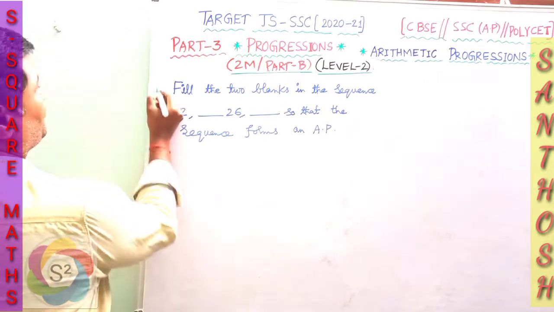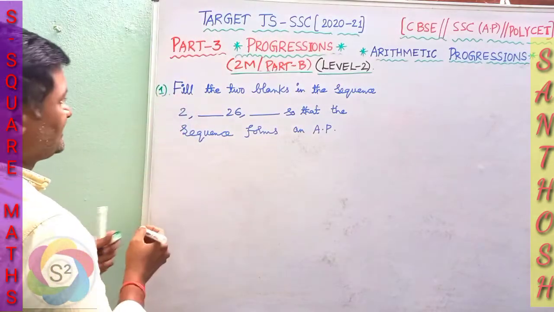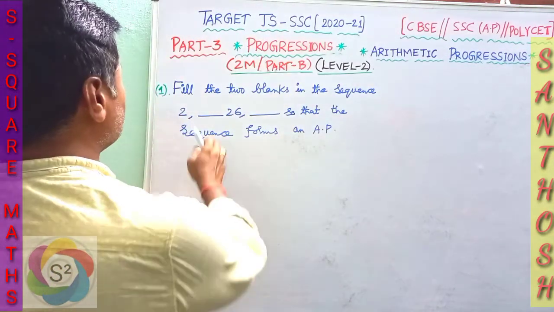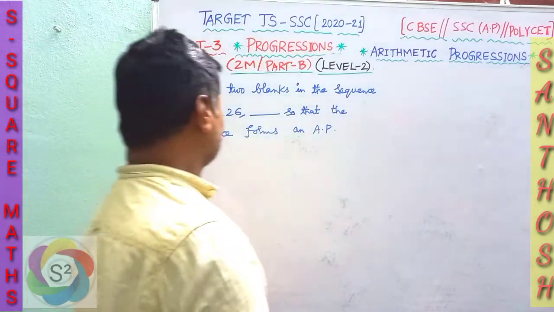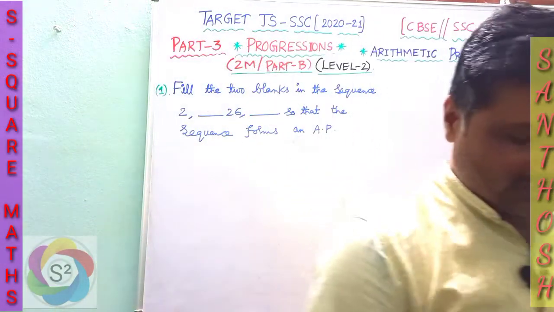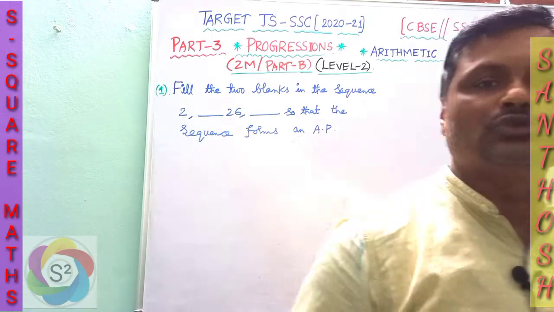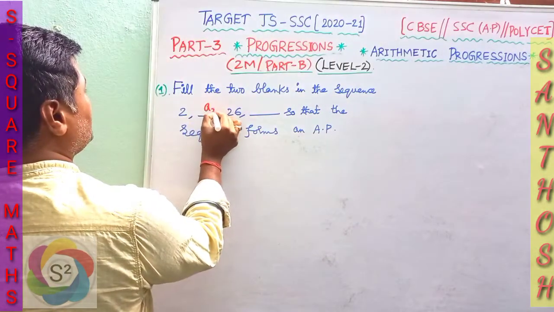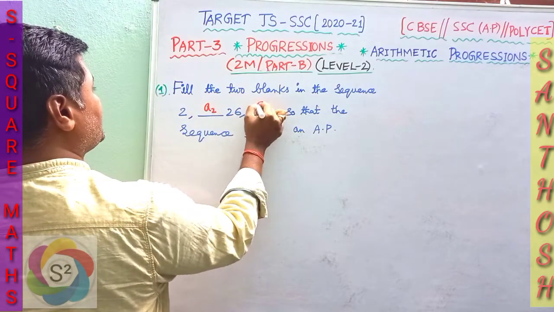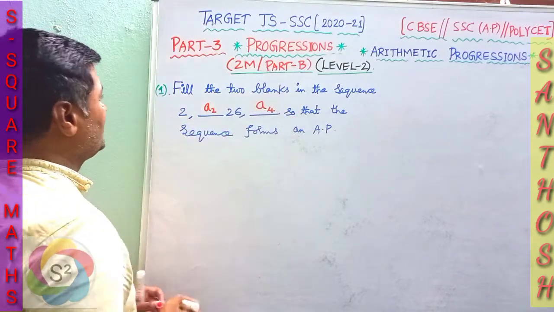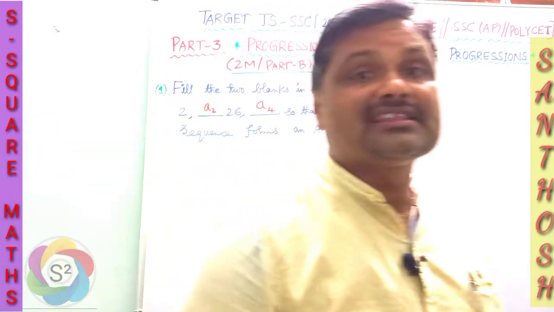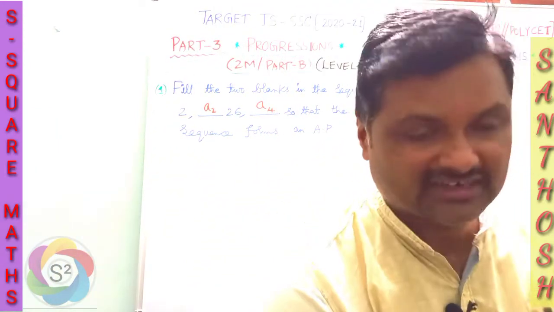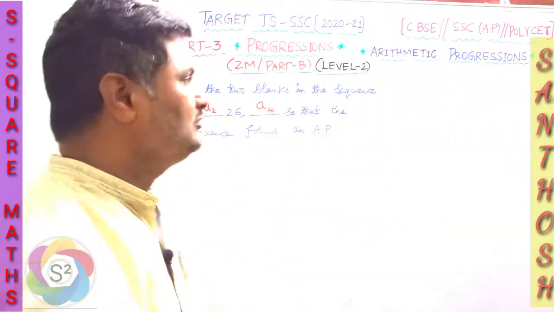So this is our question now. Fill the two blanks in the sequence, where 26 is the third term, so that the sequence forms an AP. So these are the two terms we have to determine. If this is A1, this is A2, this is A3, and this is A4, then you have to determine the values of the second and fourth terms. Let us switch on to our solution now.